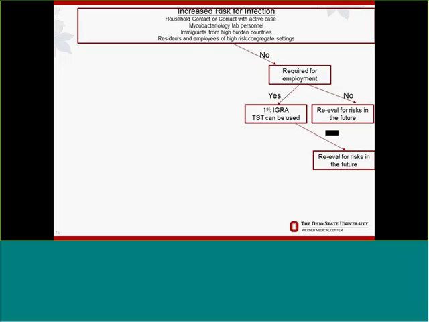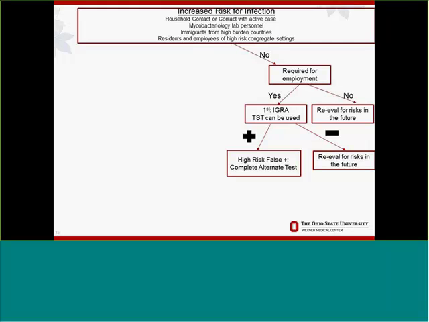If it's negative, you're done. You just reevaluate in the future. If it's positive, it's actually a high risk for a false positive, and therefore you want to do a confirmatory test with the opposite test.